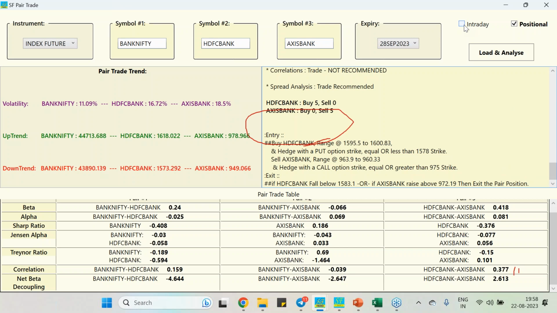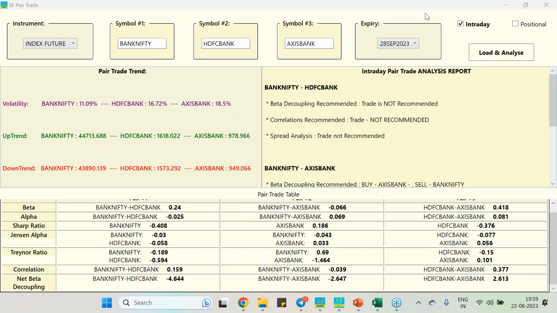Intraday also creates opportunities, but for intraday you will not always get the pairs. Suppose you are hunting for intraday, so I'm just selecting the intraday option, and it will check whether the beta decoupling is expanding or contracting. If the beta decoupling is contracting or slowly reducing, that day it creates an intraday opportunity. So with just a click of the mouse, it analyzes everything.